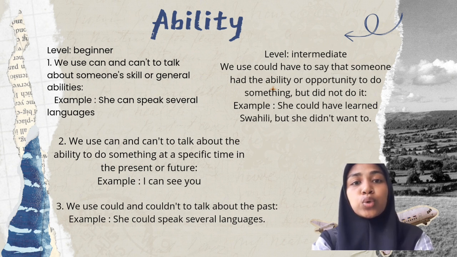And we use could to talk about the past. Example, she could speak several languages. We use could have to say that someone had the ability or opportunity to do something but did not do it. Example, she could have learned Swahili but she didn't want to.